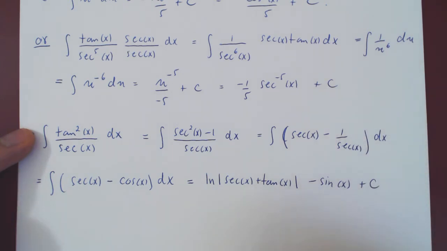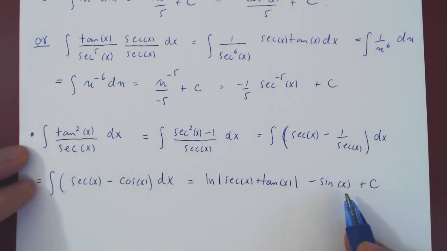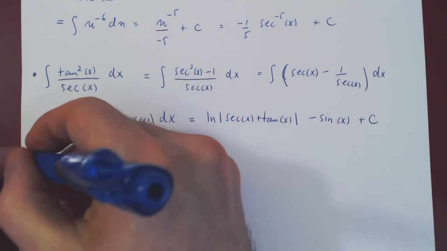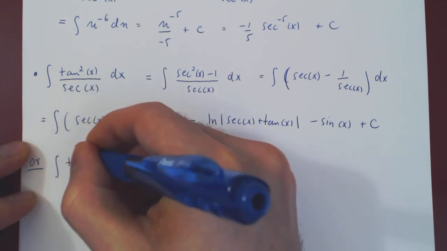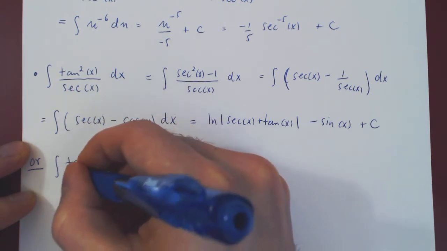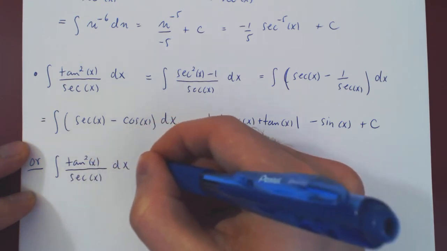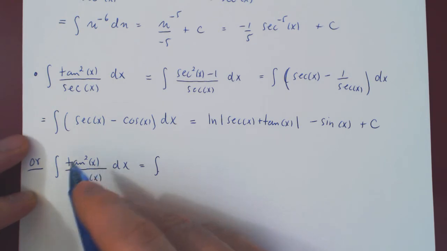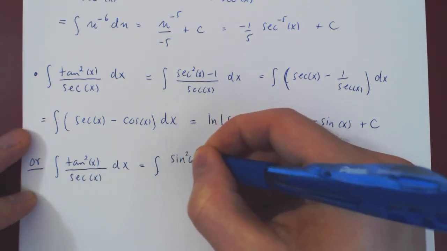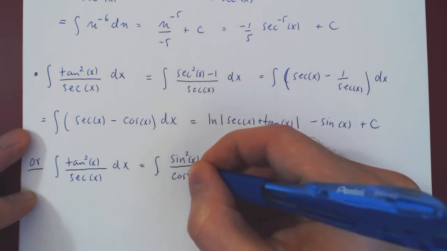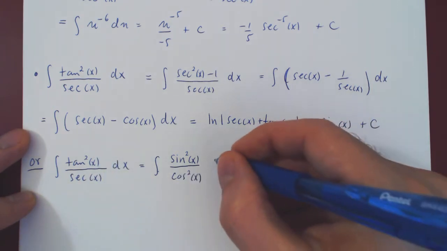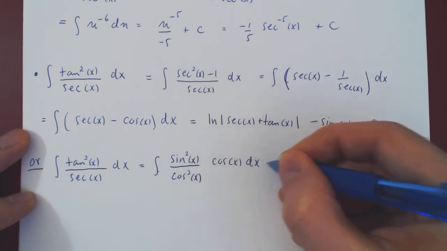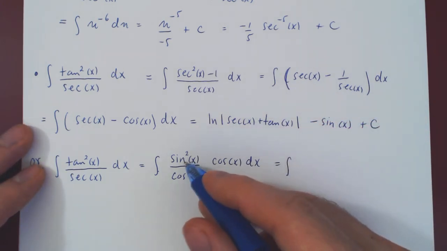plus, of course, c. So that's one way of doing it, or we could have right away replaced everything in terms of sine and cosine. And let's see what happens in this case. So tangent is sine over cosine, so tangent squared is sine squared over cos squared. And secant is 1 over cos, so 1 over 1 over cos is times, of course, cosine. You can simplify, and you'll have a sine squared over cosine.